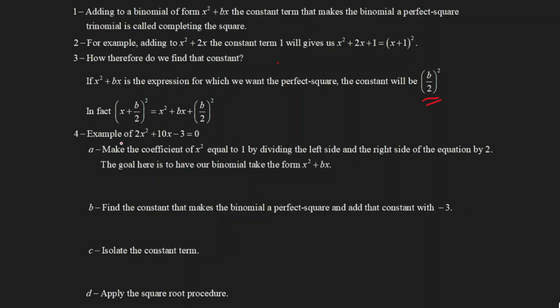So let's take an example and see how we can illustrate what we are trying to talk about. Now in this example, the coefficient of x squared is 2. So the first thing we'll have to do is divide the left side and the right side by 2. If we do that, we will have x squared plus 5x minus 3 divided by 2 equal to 0.